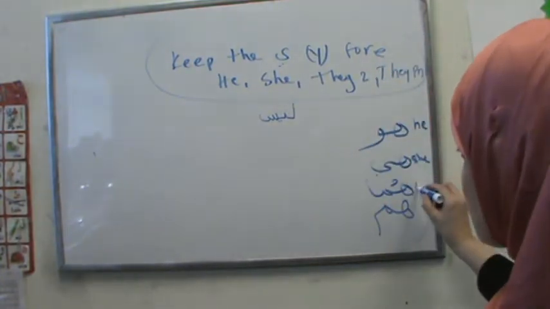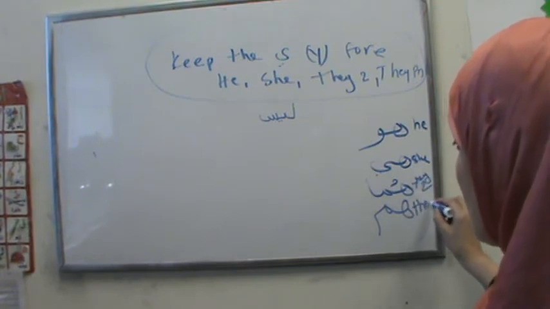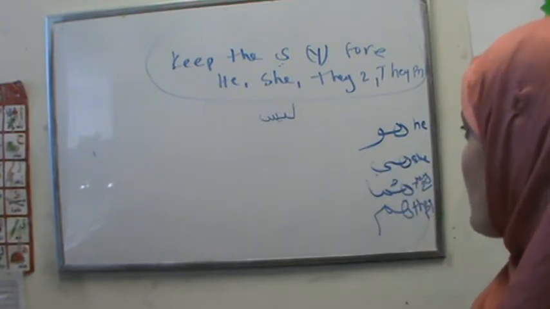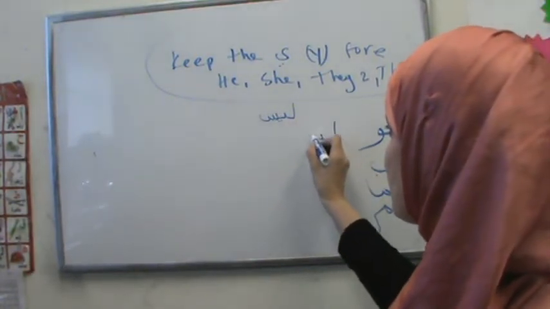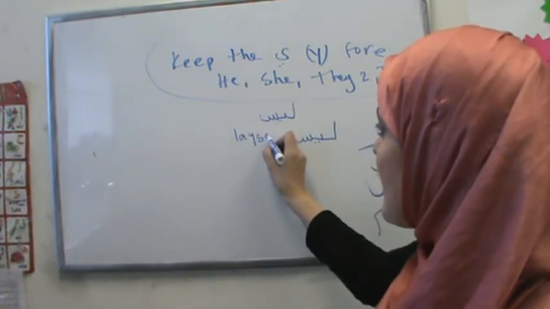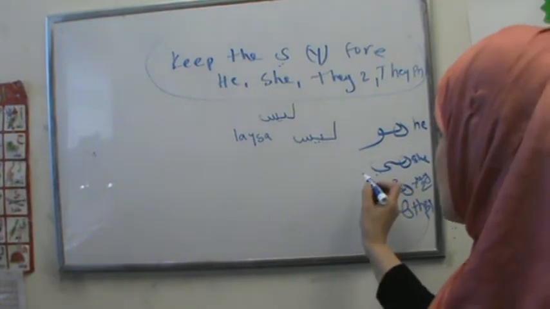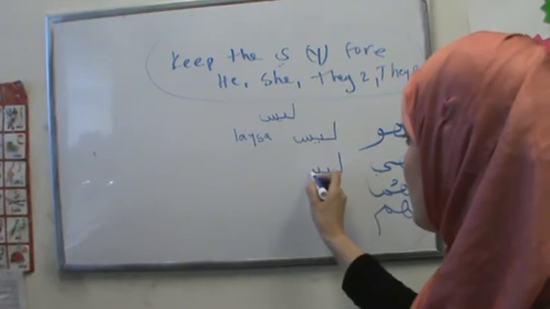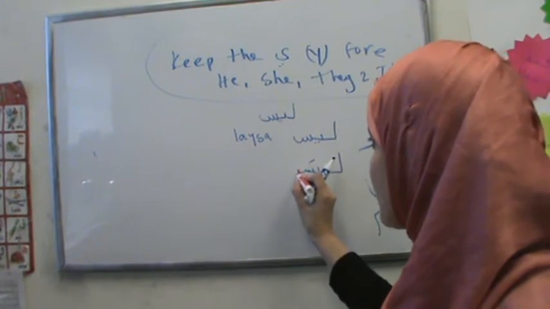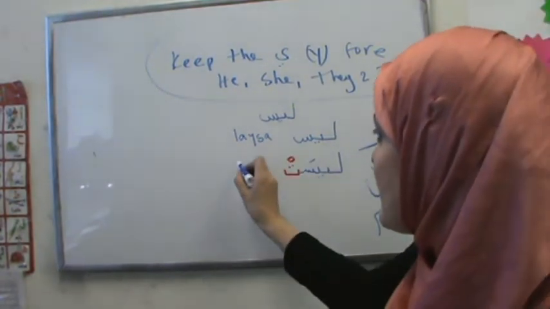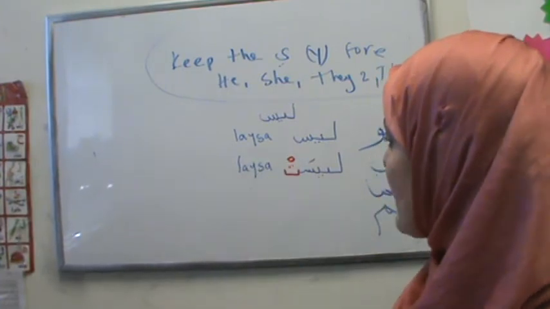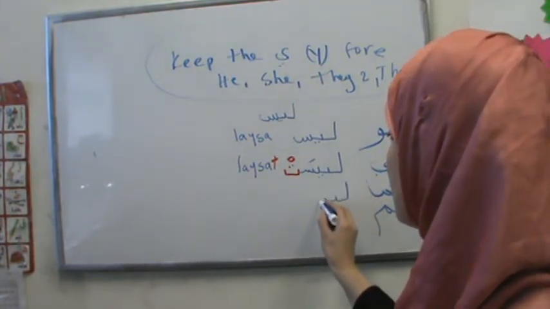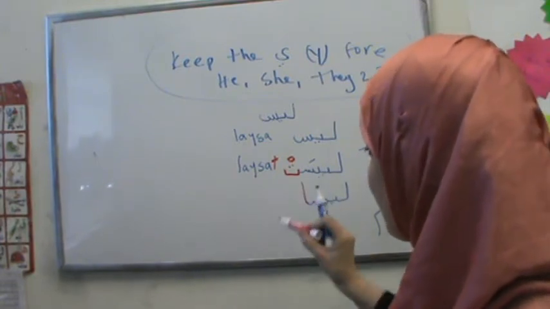Okay, so huwa, huma are the two people, and hum is the plural. So huwa is he, hiya is she, huma is they two, and hum is the plural. For huwa, I just put laysa. I don't do any change, there are no changes to be done. And for she, I put laysa and add for the past, laysat. Here I have the T at the end. And then huma, laysa. I have an alif at the end.